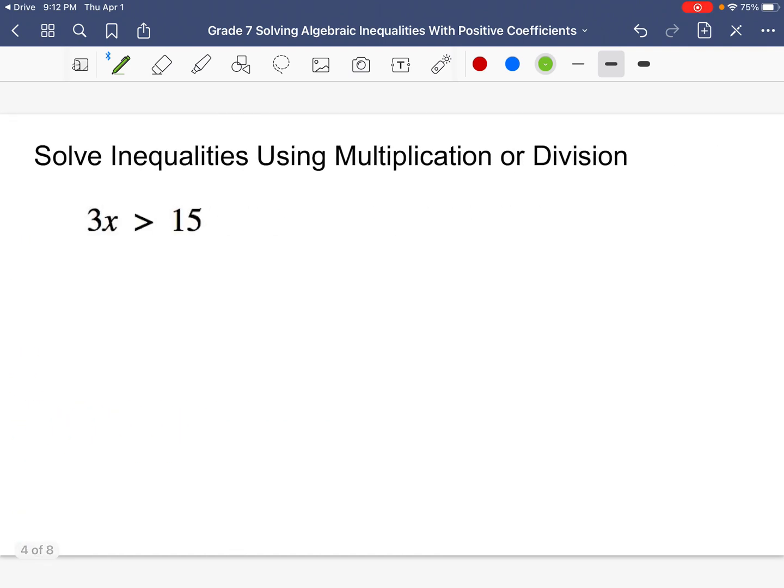And it's x is greater than or equal to, so I should fill it in. To solve inequalities using multiplication or division, here I have 3x is greater than 15. Divide both sides by 3. X is greater than 5.